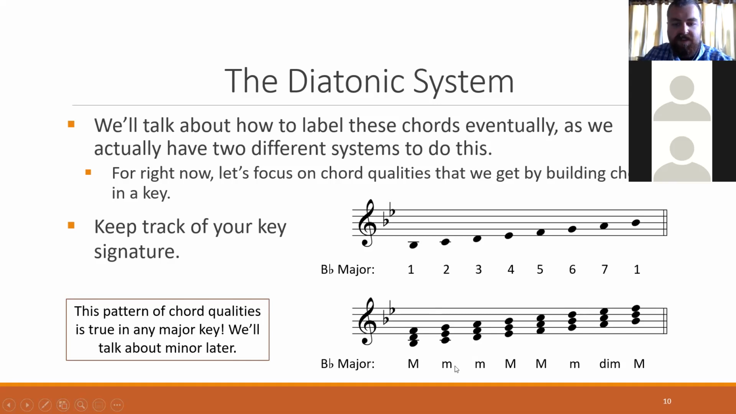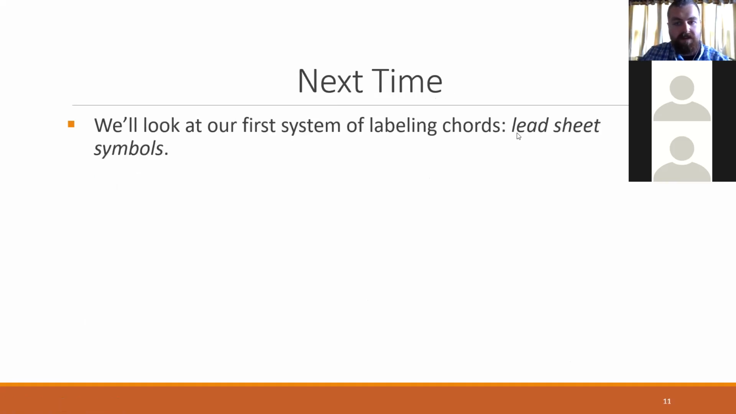But this is going to eventually become a bigger part of what the end of this week will look like. So we're going to talk about labeling chords tomorrow. We'll talk about labeling chords again on Wednesday, and then we'll continue with the diatonic system and reintroduce minor into the equation. So let's talk about what we're going to do next time. We're going to be talking about our first system of labeling chords. We call these lead sheet symbols.